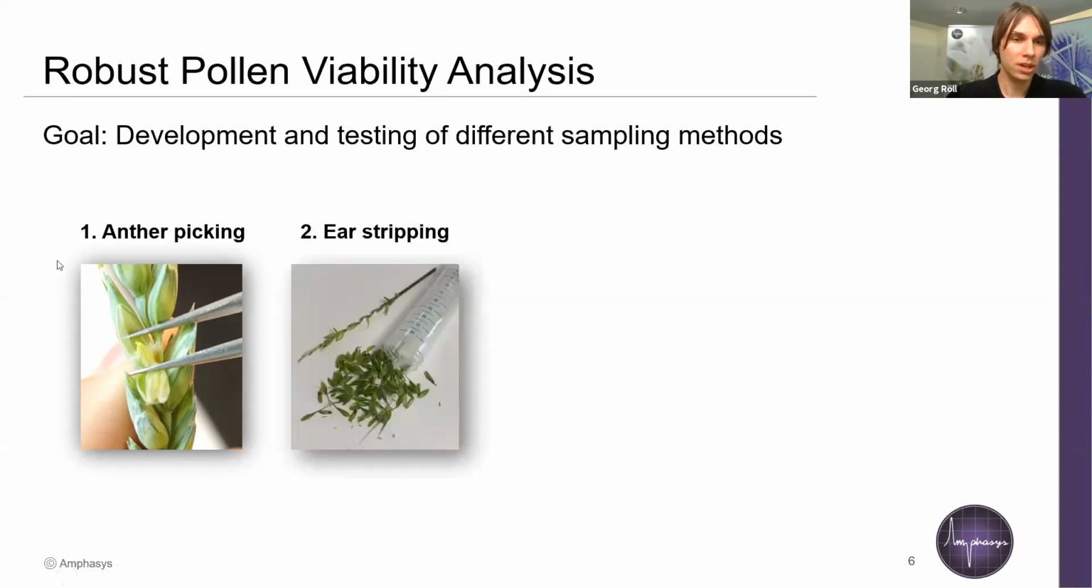This is a really cumbersome work to do, so we thought maybe we can change it a little bit. So we basically developed the ear stripping method. Basically, we were stripping off the spikelets from the rages, and then we put it in the falcon tube and let the pollen, or the anthers, pop up. Then we rinsed the falcon tube with our measurement buffer, and then we performed the measurements.